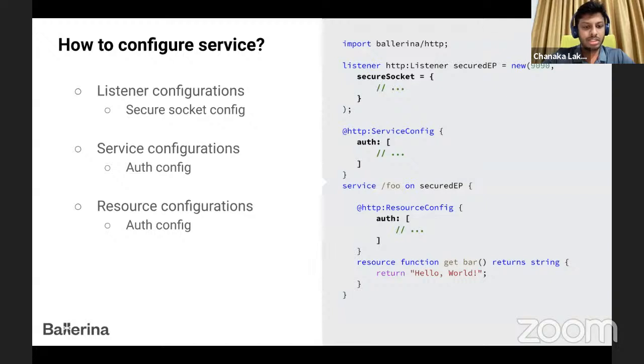Let's see how to configure security for an HTTP service. Here we have three levels of configurations. The first one is the secure socket config under listener configurations, and this is the place where we configure SSL or TLS transport layer security. The next two are auth configurations under the service annotation and the resource annotation, and this is the place where we configure application layer security like basic auth, JWT, and OAuth2.